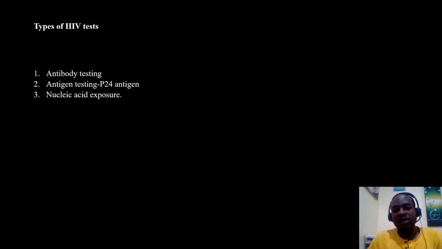Then we have the nucleic acid test. It tests for the presence of the virus itself in blood. The nucleic acid test is also referred to as polymerase chain reaction. Some people call it HIV viral load testing. So it tells us whether the actual virus is present in your blood, and it also quantifies the amount of HIV in your blood.